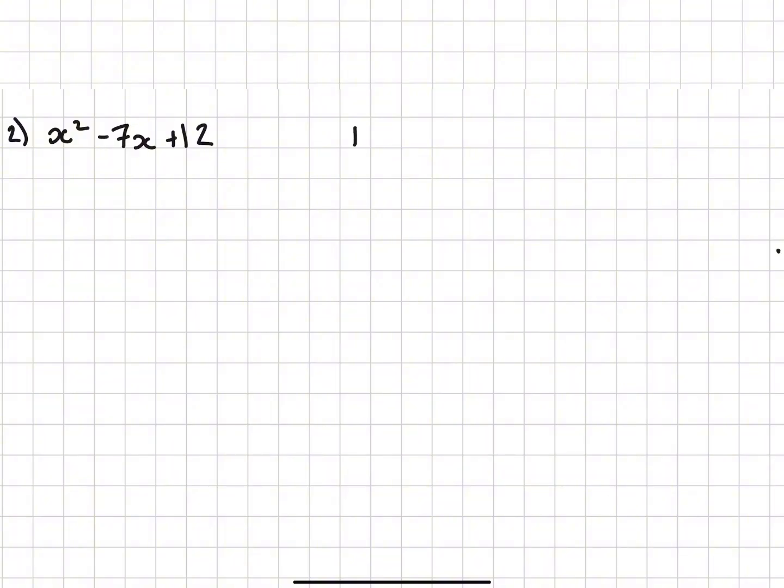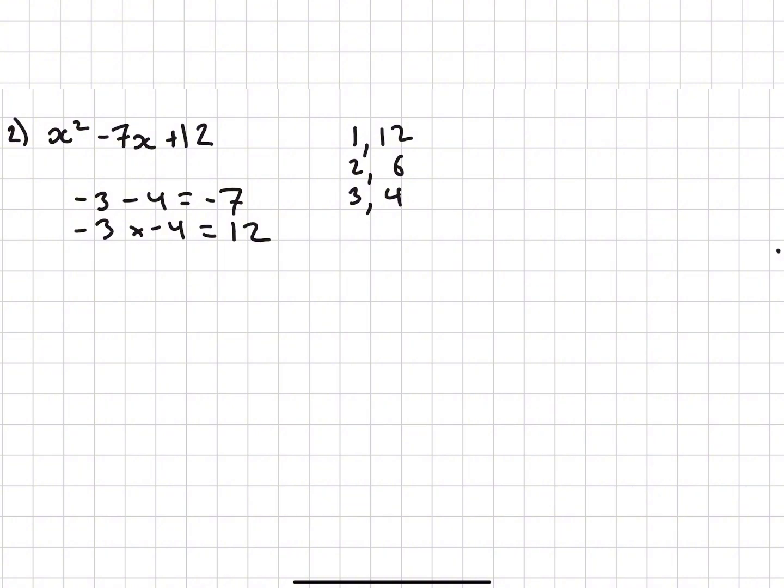So we've got 1 and 12, as well as 2 and 6, and 3 and 4. And as we can see, the only way to make minus 7 is by doing minus 3 and minus 4, which will give us minus 7. However, if we do minus 3 times minus 4, we will also get plus 12, as if you multiply two minuses, they simply cancel out and make a plus.